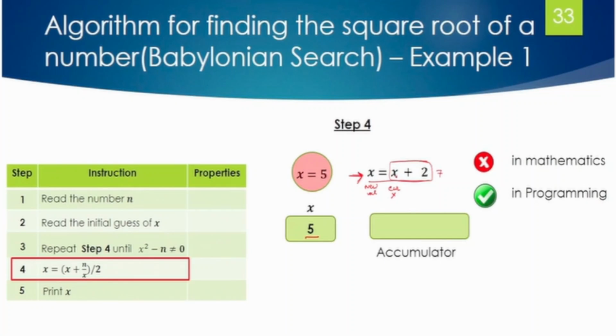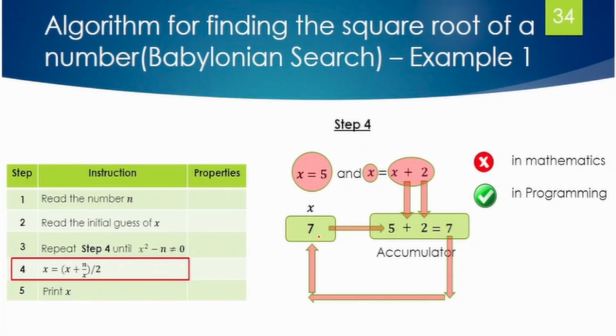So how will it be executed? x plus 2. So x will be fetched from here, plus this 2. This will become 7. Now this 7 will go back and be reassigned to this 5. So now this 5 will be replaced by 7. This is the meaning of the statement x equals x plus 2. So it's not a mere equation which we normally use in mathematics.